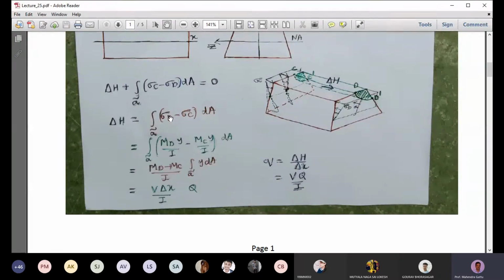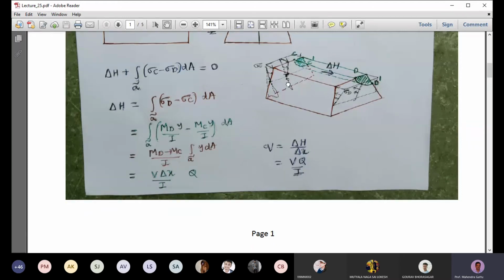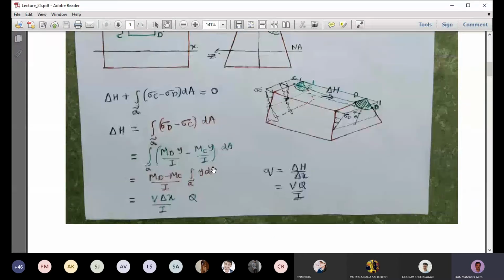Again, bending stress, we can express this in terms of the bending moment. So we have sigma d is Md y by I, and sigma c is Mc y by I. So Mc is the bending moment coming at this cross section, and Md is the bending moment coming at this cross section. Okay, so y is the distance from the neutral axis. So what we can do then, Md minus Mc by I, we can take it out from the integral, and we have our integral y dA over that portion. So what is integral y dA? It is the first moment of area with respect to the neutral axis of the shaded portion.